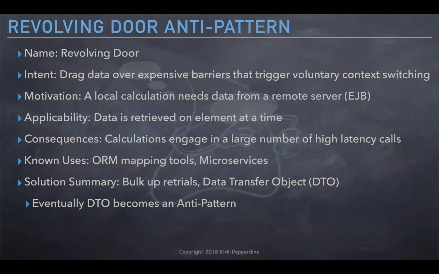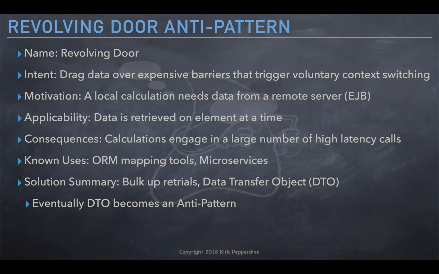Now, how do we turn this actually into a software design anti-pattern? Well, here we're going to use a shortened version of the template to basically describe this thing. So a revolving door is, what I'm going to do is I'm going to drag data over an expensive barrier that's going to trigger what I'm going to call voluntary context switching. And really, we don't need to have that last part happen, but in today's talk, that's effectively what we're going to talk about.